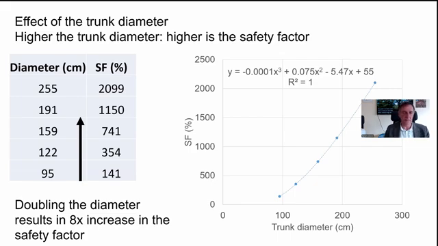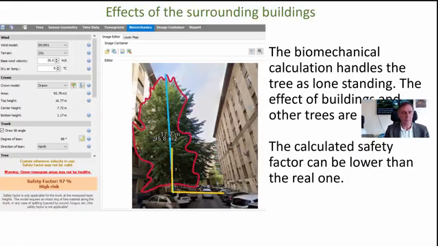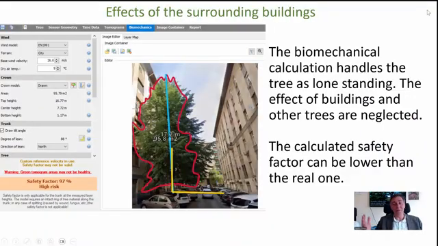And this is the test result. I plotted the safety factor versus trunk diameter, and the equation that fits well is a power of 3. This is reflecting again the clear mechanical background. So until now, we can be sure that yes, biomechanics does very well, but it has a very strong limitation.